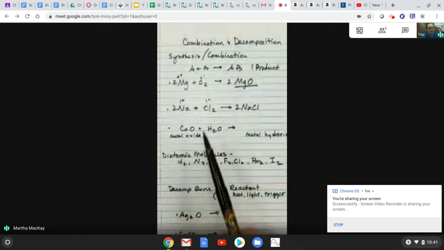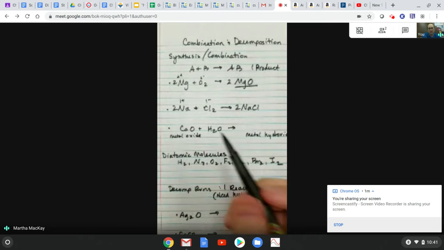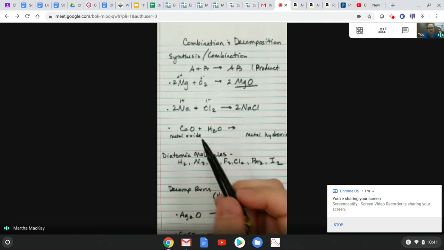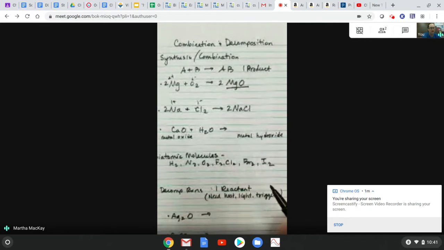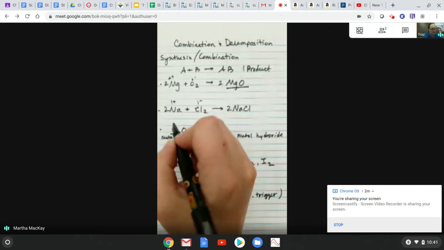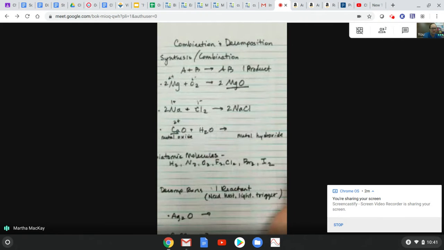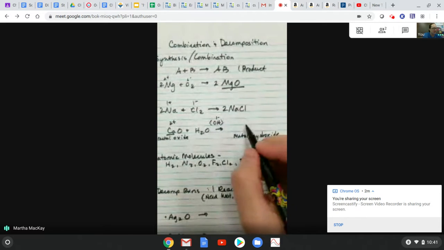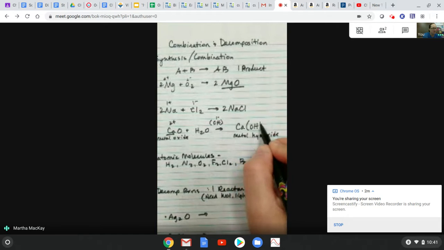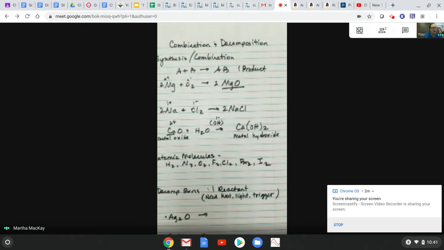Another thing, it doesn't have to be elements that combine together. It can be two compounds that combine together. A metal oxide like calcium oxide, when it reacts with water, is going to form a metal hydroxide. So I'm going to take my metal and it's going to join up with hydroxide. So calcium, and it's a 2 plus. And I know that hydroxide is OH and it's a 1 minus. So when I put those together, I form Ca(OH)2. And then that ends up being balanced.